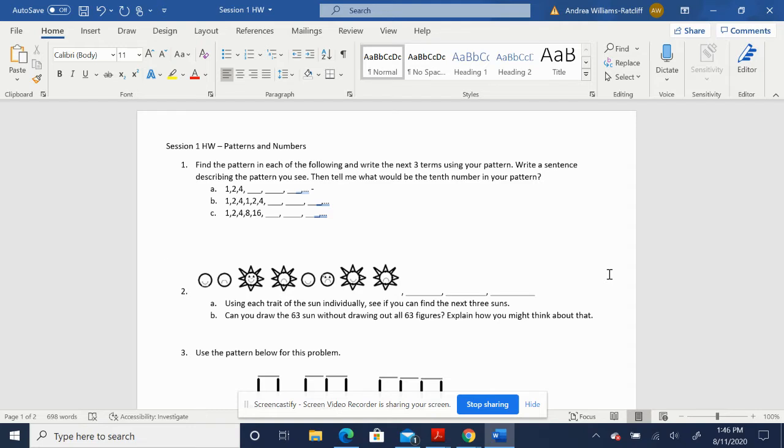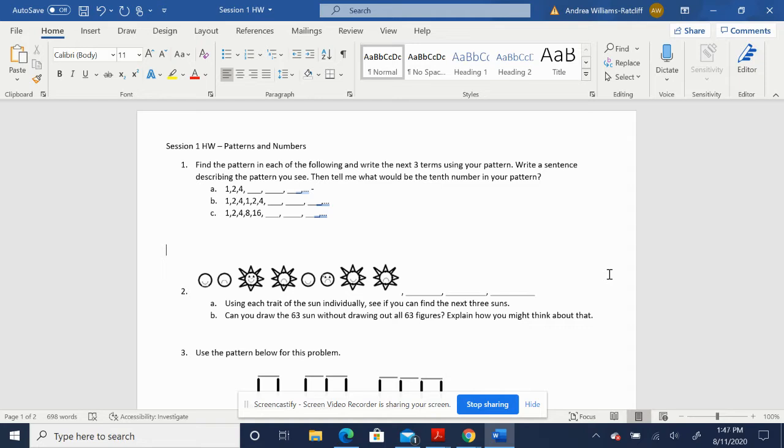So let's start out with ABC. The original document had a D, and I did take D off because it could be a replication, depending on how you saw one of the other patterns. So if you did D, don't worry about it. Just kind of focus on ABC.